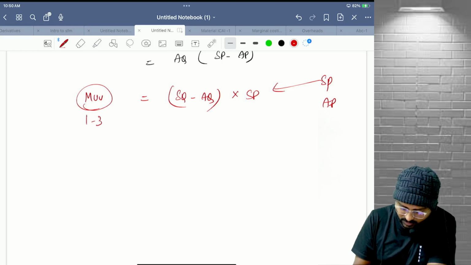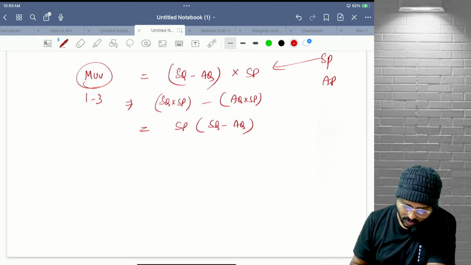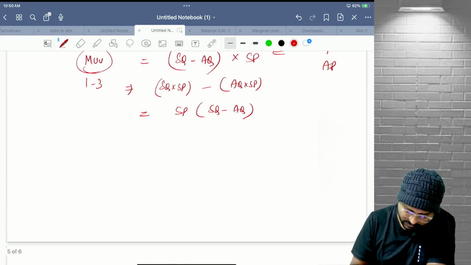Formula for usage variance, 1 minus 3. What is 1? SQ into SP. What is 3? AQ into SP. Right, what is common here? SP into what, Nana? SQ minus AQ. Clear? Moving on to the next one. What is the next one we have?